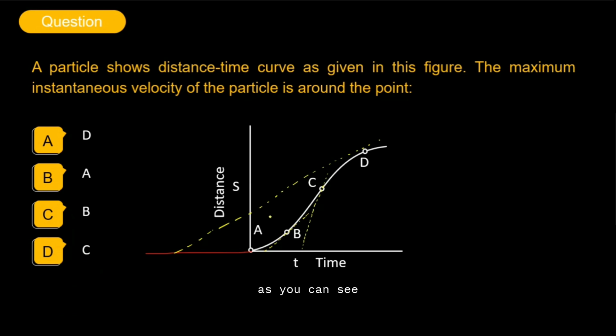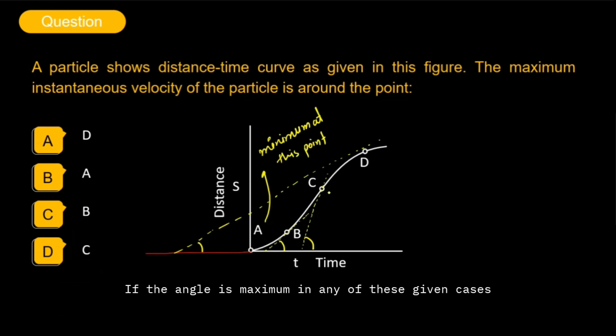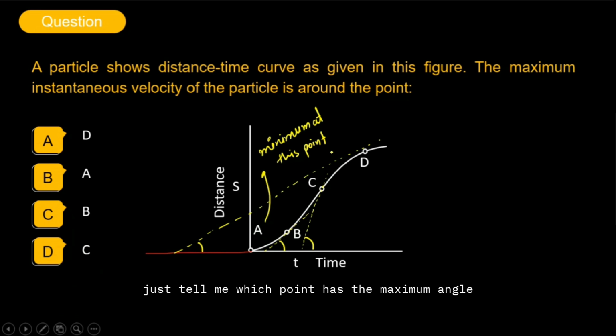So as you can see, there are 4 points, and all these 4 points will be making some angle. If we talk about point A, so point A is making almost zero angle. So it will be having zero slope. So here I can say the velocity is minimum at point A. Similarly, if the angle is maximum in any of these given cases, the velocity will be maximum at that point. So out of the remaining 3 points, just tell me which point has the maximum angle.